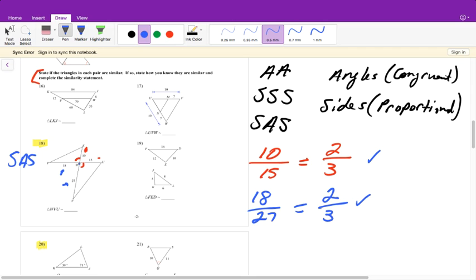Triangle WVU. So WVU. They went through the largest side and through the side that we didn't know any of the information about. So this one will also need to go through the largest side and then the side that we didn't know anything about. So that will be triangle WFE.